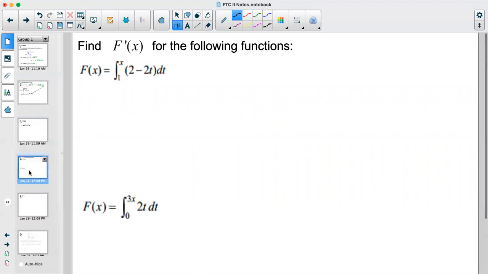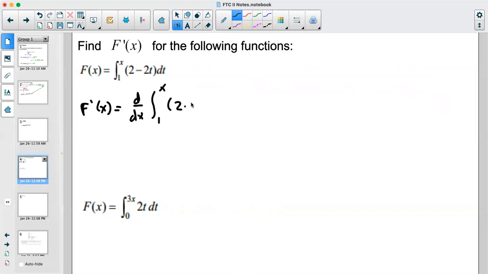So we'll do a couple more examples because why the hell not? This one specifically tells me to find f prime of x. So that means take the derivative of this. I'm going to write this out just so we can see again that I'm doing this. Derivative of an integral. Use the second fundamental theorem, which means plug in the top limit, 2 minus 2x, and multiply by its derivative. In this case, that derivative is 1, so I don't have to multiply by anything, and this is the answer.